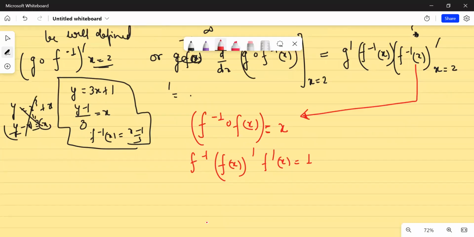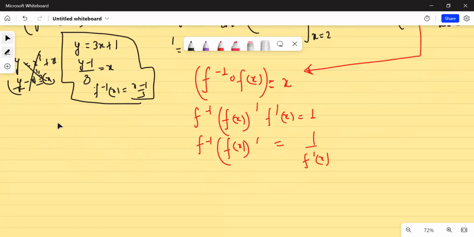Now I can write that my f inverse dash, instead of x, I have f of x here. Don't worry about it. And I have this 1 upon f dash. So simply I can write this. I'll use this and help you out in this problem. Don't worry. Is that clear? Yes, you understand? So now again, let us come back to the problem.